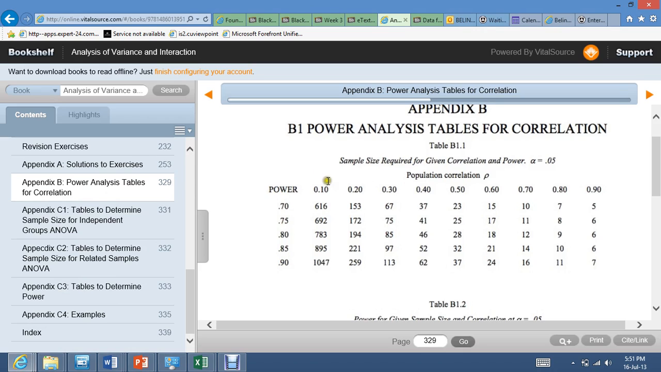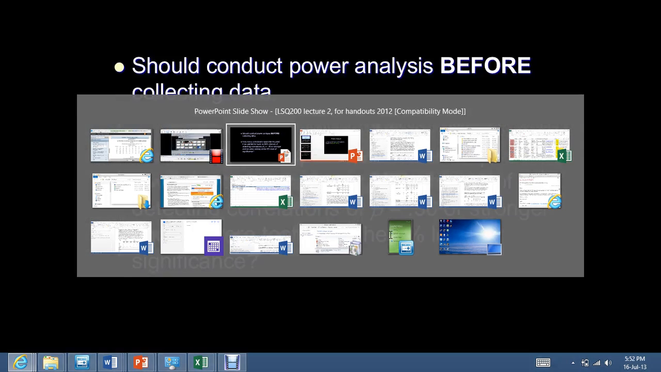If you look across here, you'll see the correlations. We want to be 80% confident of detecting a correlation of 0.3. To do so, we need 85 participants. So if you ever have a study with less than 85 participants, using this unit's guidelines for power, which is a correlation of 0.3 and 80% confidence testing at 0.05, you know that you have too few participants.